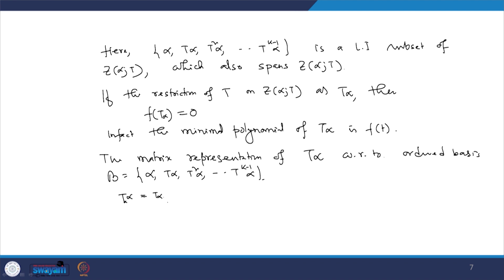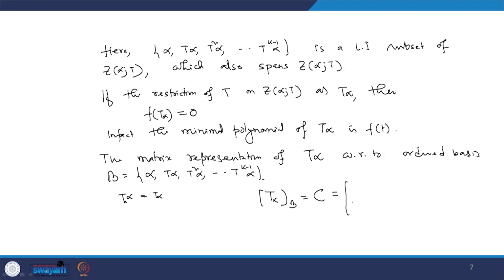So, this implies that if C denotes the corresponding matrix representation of T, let me denote that matrix representation of T_alpha with respect to ordered basis B equal to the matrix C. Then the first column will be the image of alpha under T_alpha, expressed as a linear combination of these basis elements, take the coefficients and then the transpose.